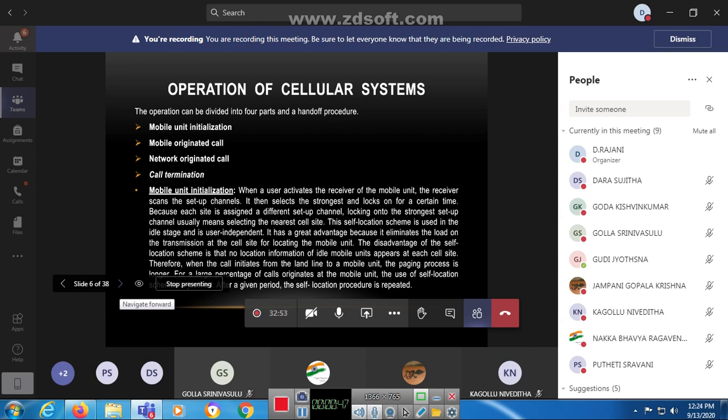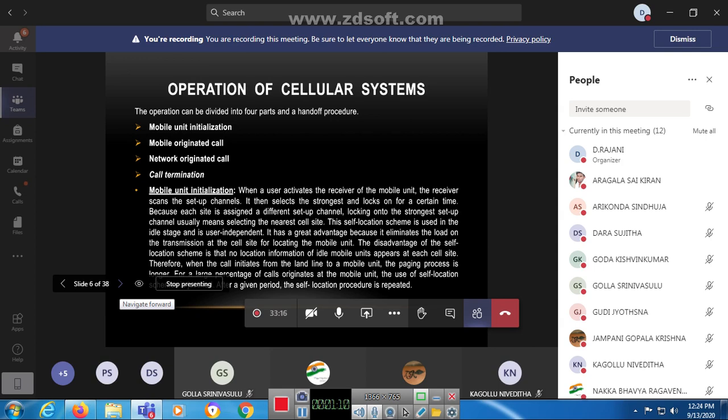It is divided into four parts only. The first part is the mobile unit initialization. The second one is the mobile originated call. The third one is the network originated call. And the fourth one is the call termination. Coming to the first part, the mobile unit initialization.